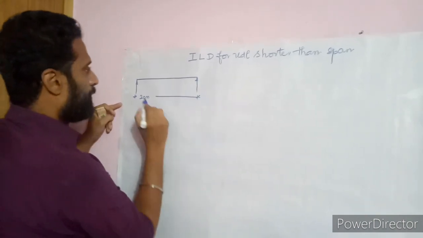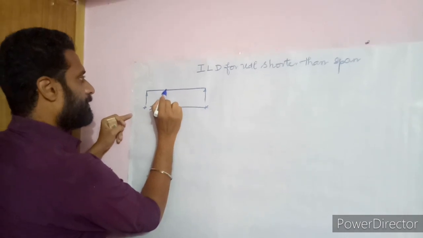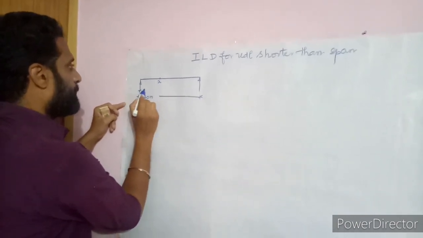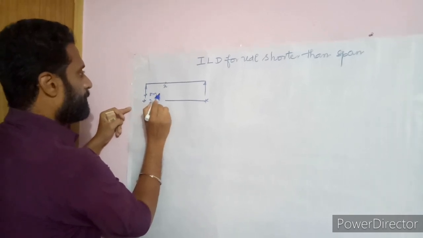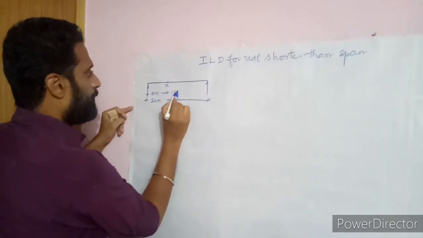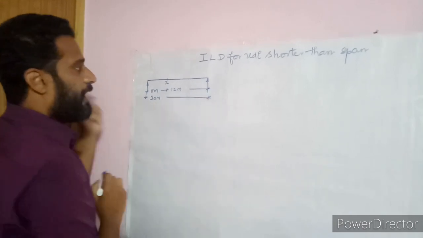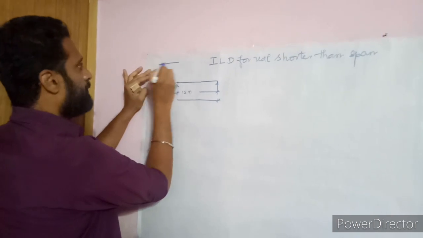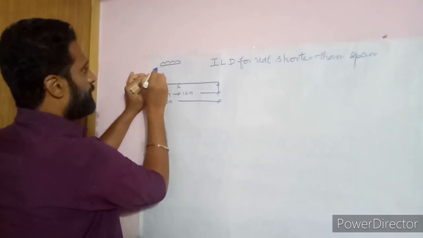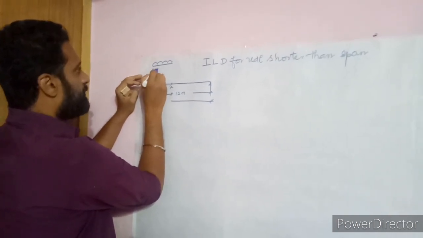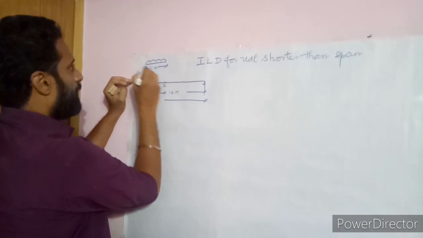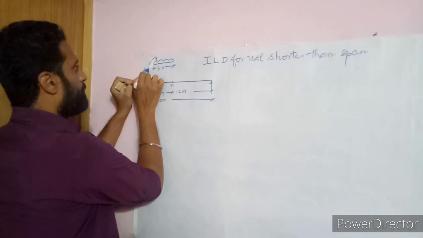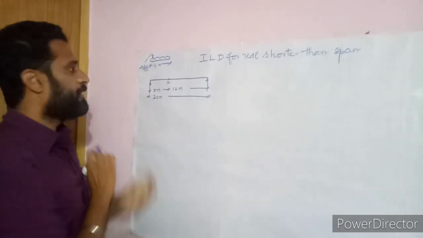and you need to calculate the ILD at the section X, which is 8 meters from left and 12 meters from right, and here the influence line rolling load is a UDL which is shorter than span. I'm writing here it's a UDL of length 6 meters and intensity 20 kilonewton per meter. So we need to find it out.